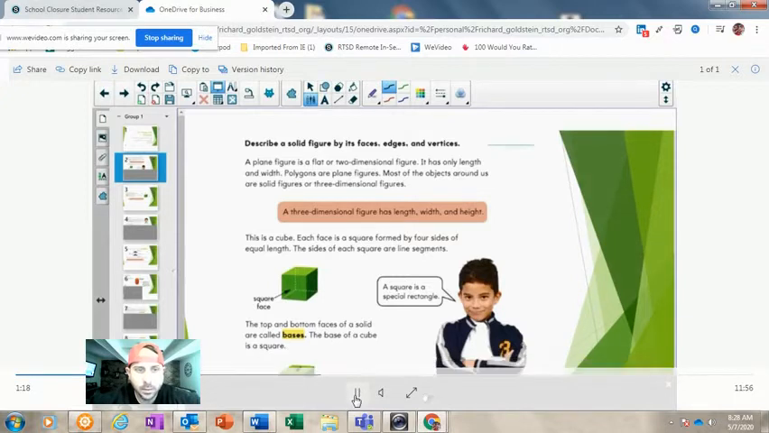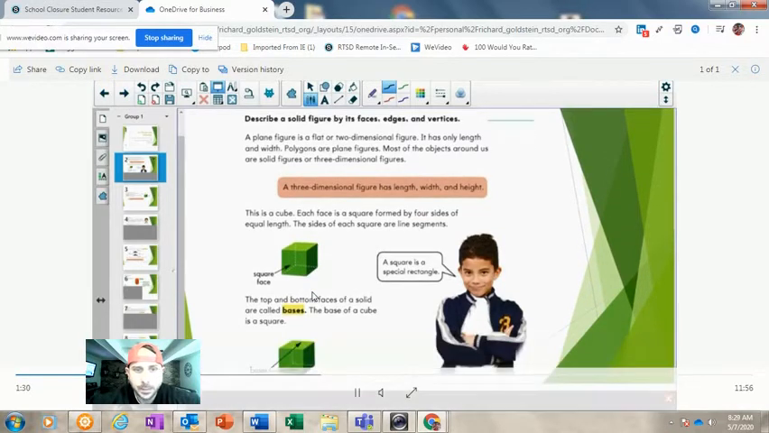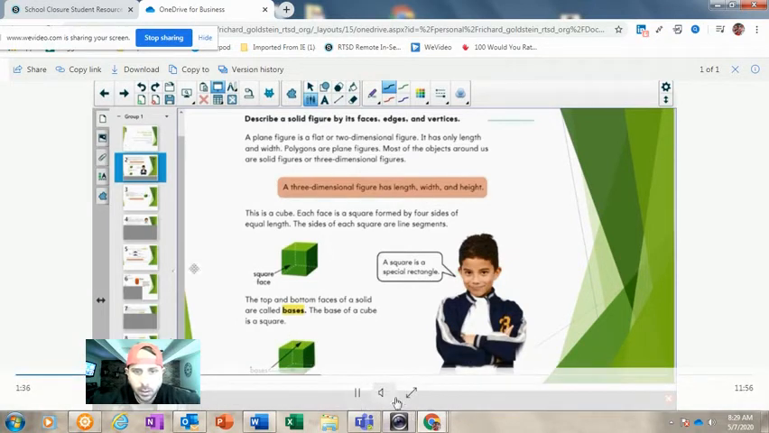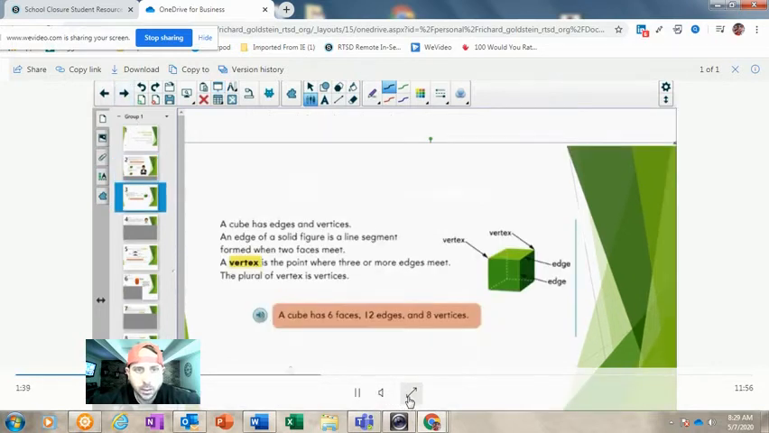Let's keep going here with some three-dimensional shapes. Probably the most common one right here is the cube. Okay, as I scroll down here a little bit, you'll see a cube has edges and vertices. The plural of vertex is vertices. An edge of a solid figure is a line segment formed when two faces meet. So this is considered an edge where these two faces meet. And the vertex is where three or more edges meet. Again, the plural of vertex is vertices.